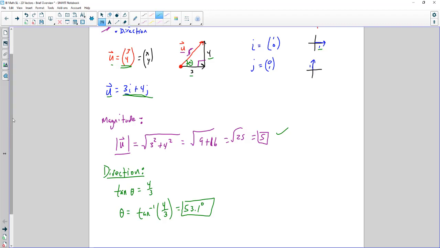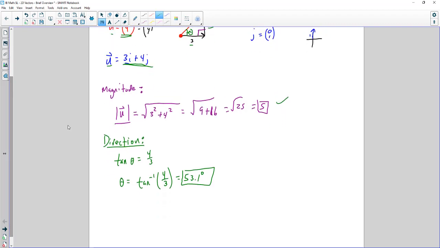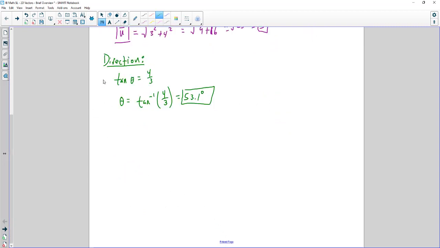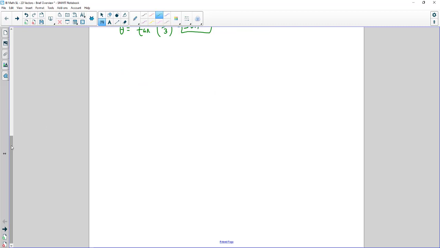So let's talk about adding and subtracting vectors really quick, and then I will talk about the dot product, the scalar product, and then that should be it for the 2D stuff, I think. Well, except for vector equations of line. We'll do that later this week.